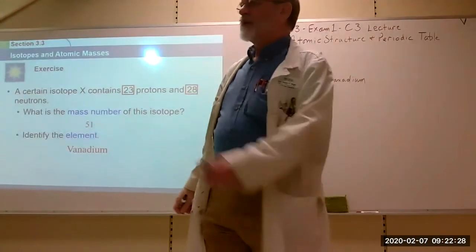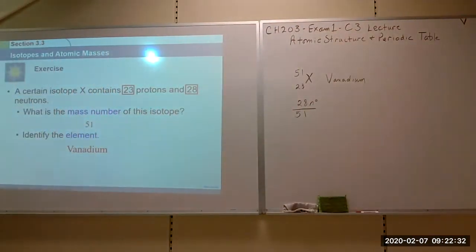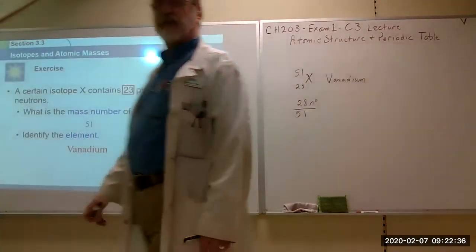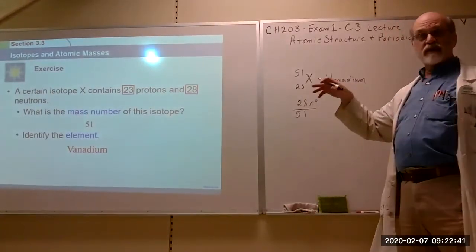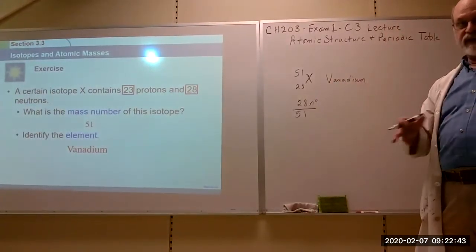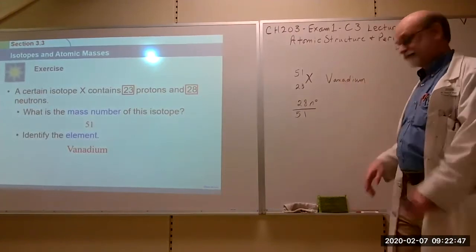There are some where the masses are so close together that it's not definitive. But those are rare. Most of them, if you know the mass number or the atomic mass, which is different, and I'll explain that in a minute, then you can find out what the element is.